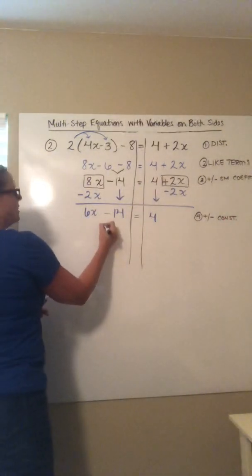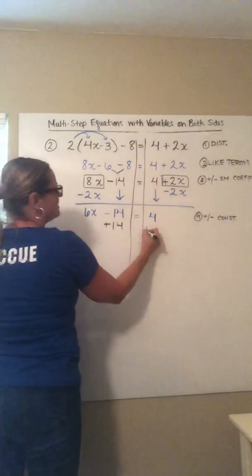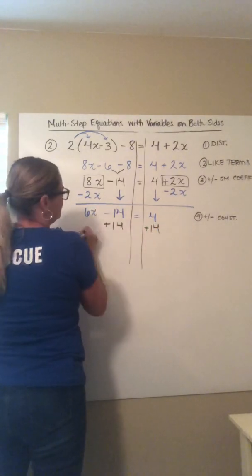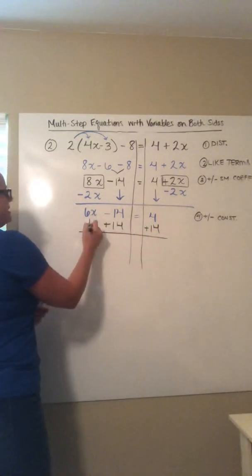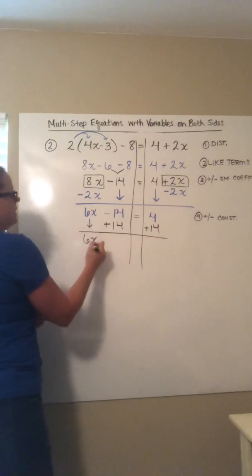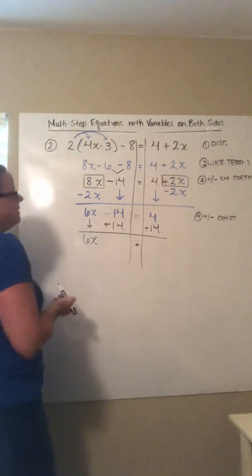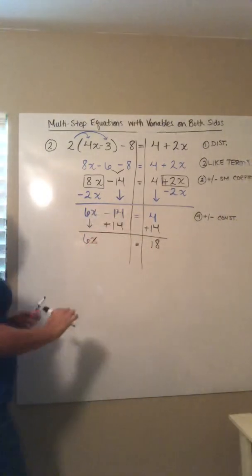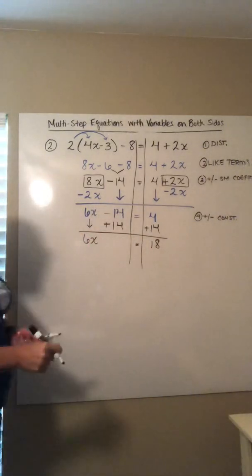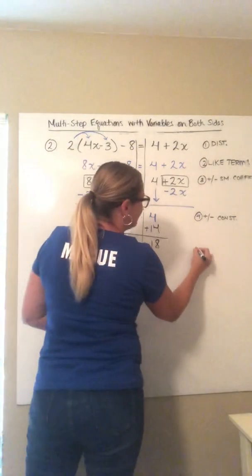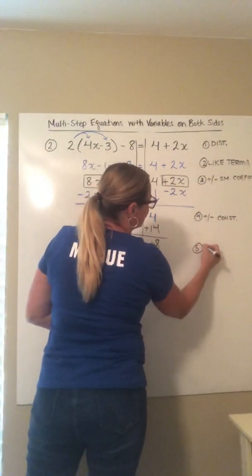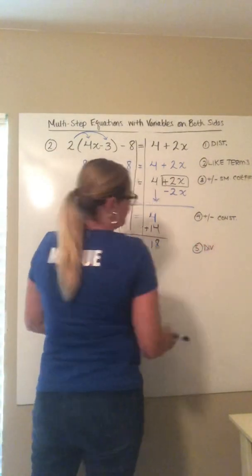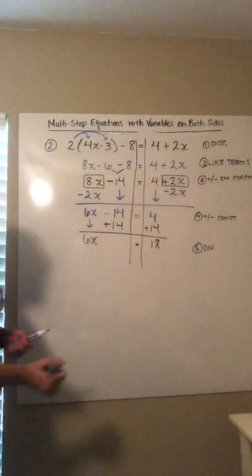Okay, so the inverse of -14 is positive 14. And I'm going to bring down my 6x, bring down my equal sign. This guy is 18. He made 0. And now I'm on that very last step, step 5. And now this is where I have to look at my coefficient, and I'm going to divide by my coefficient.